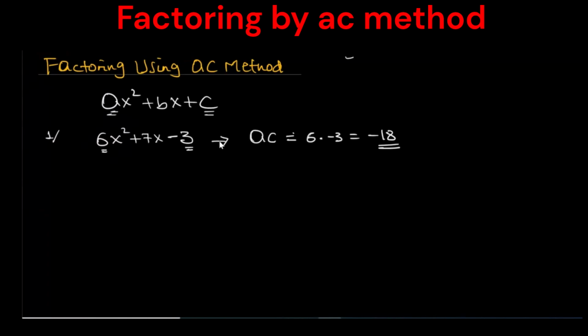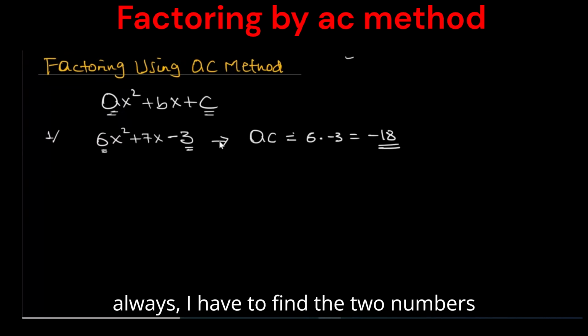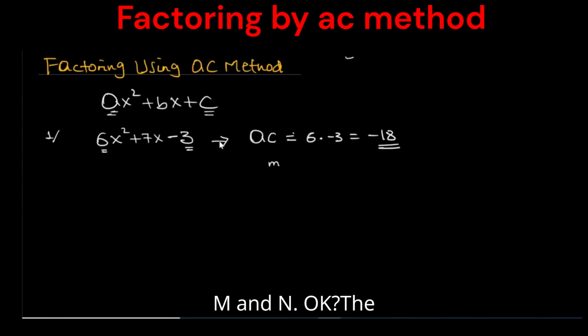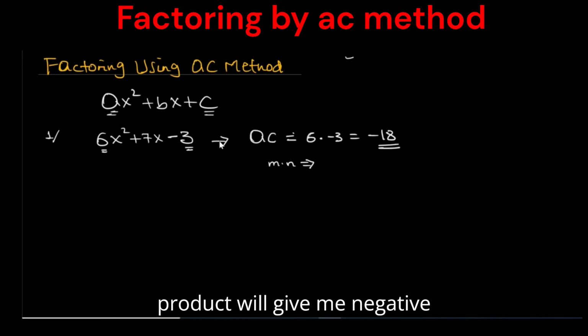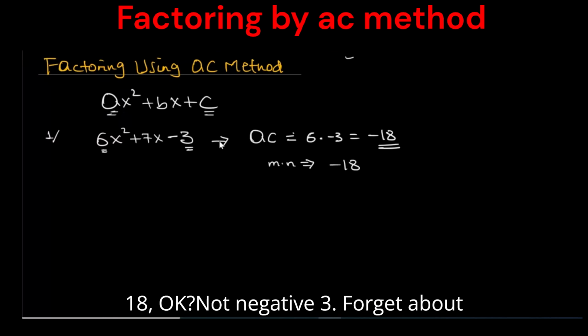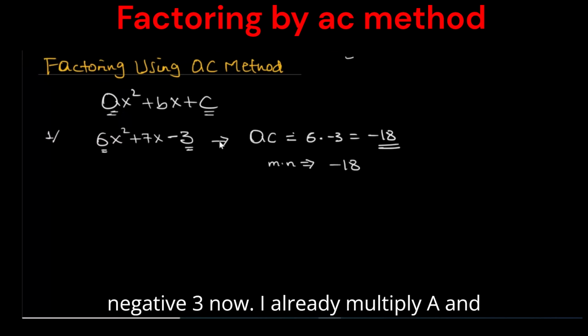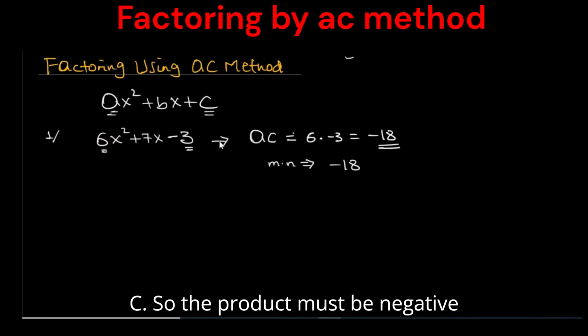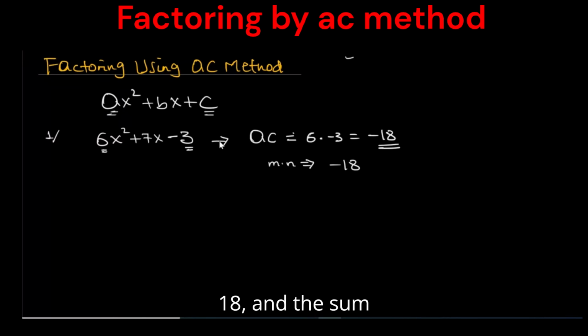Now, all I have to do is, as always, find the two numbers m and n. The product will give me negative 18, not negative 3. Forget about negative 3 now, I already multiplied A and C. So the product must be negative 18, and the sum must be 7.